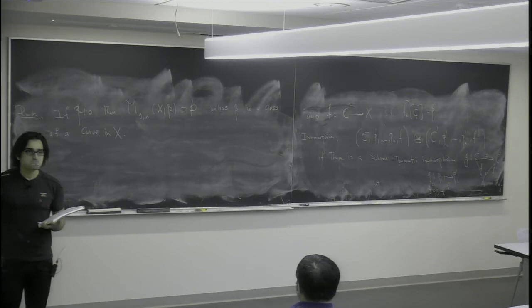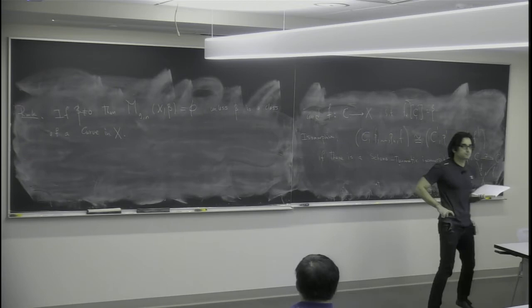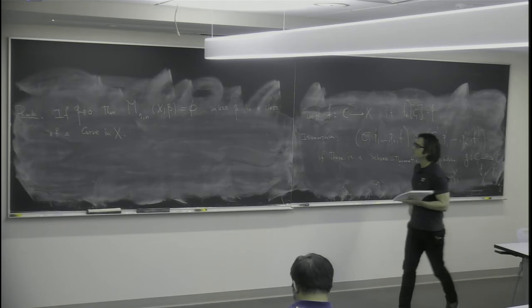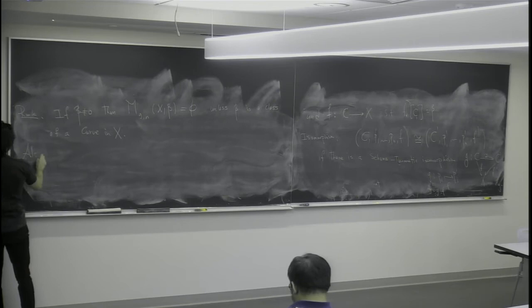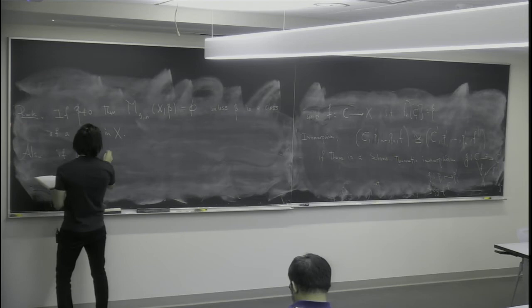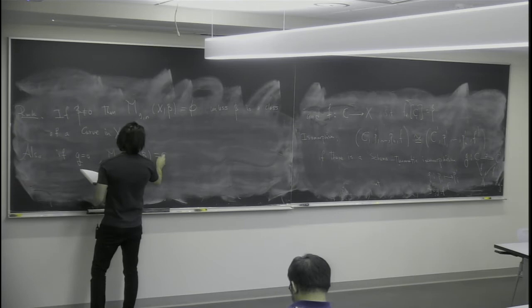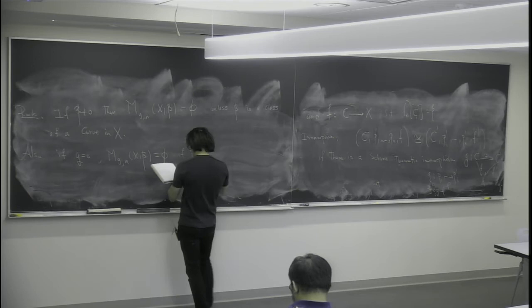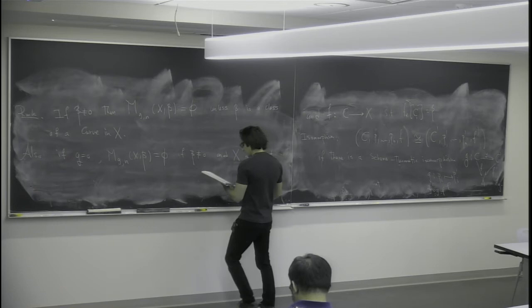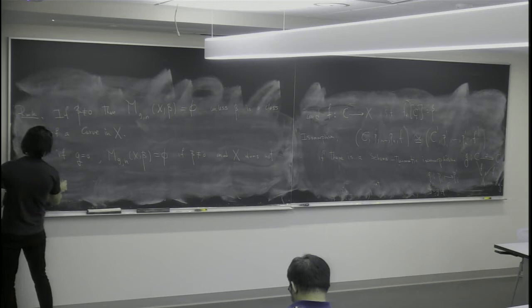Also, if genus is equal to 0, M_{g,N}(X, beta) is equal to the empty set if beta is not equal to 0 and X does not contain any rational curves. Meaning that fixing the cohomology class is still not enough, because it's a weak property of that curve. You can have examples where the ambient variety does not contain any rational curves. Genus zero curves are rational curves.